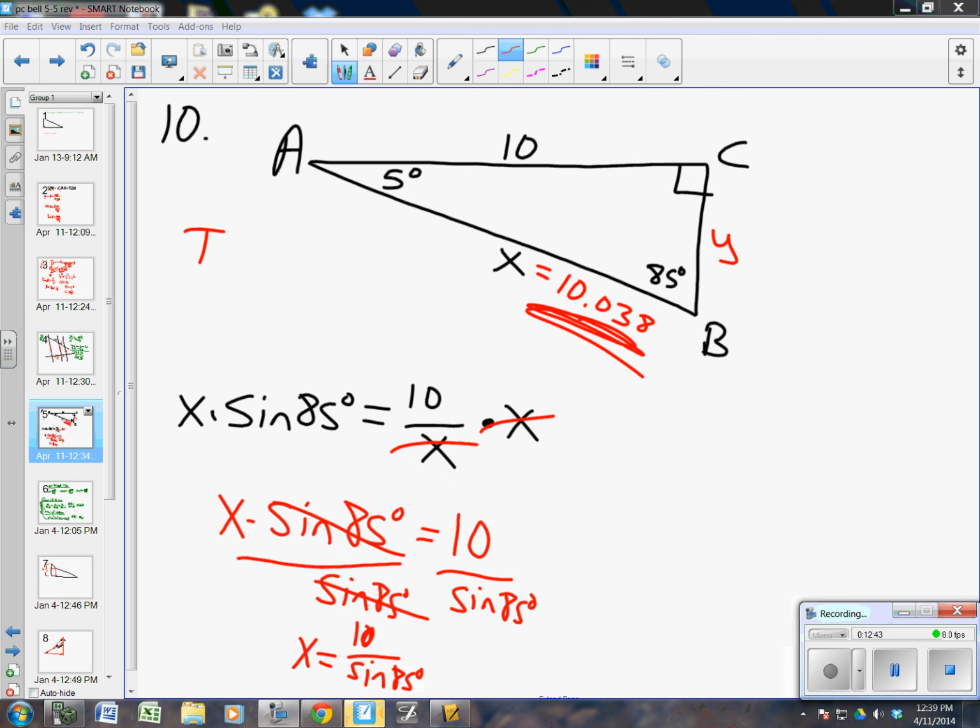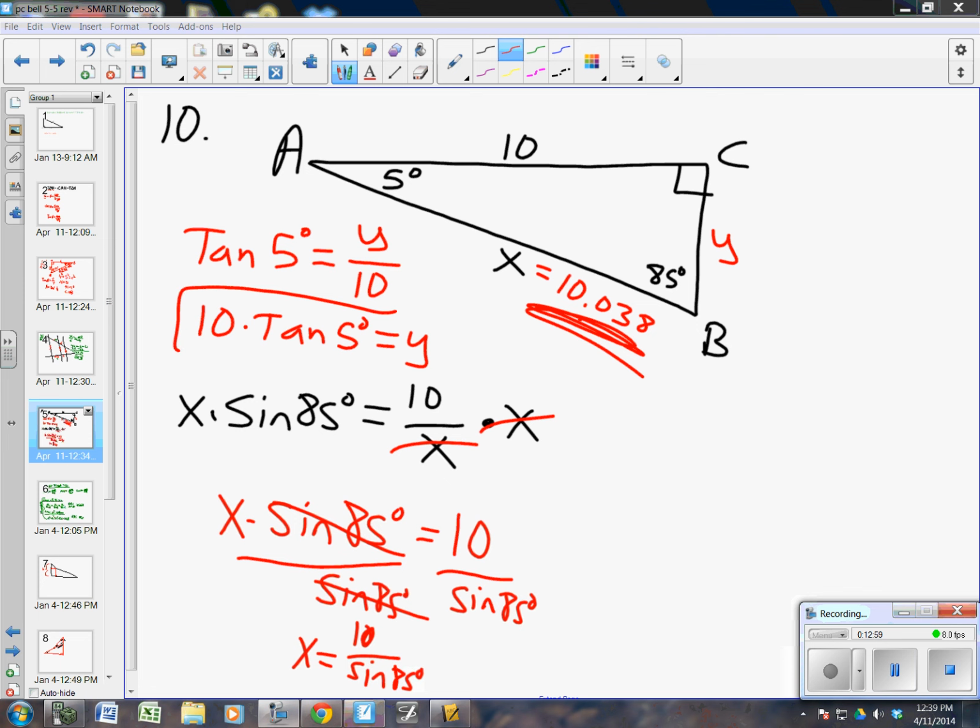Tan of A. The tangent of A, and A is 5 degrees, is equal to opposite side over adjacent side, right? And so I times both sides by 10, and I get 10 times the tangent of 5 degrees equals y. I actually think this way is faster anyway than using the Pythagorean theorem, isn't it? So 10 times the tangent of 5 degrees, and what did you guys get?